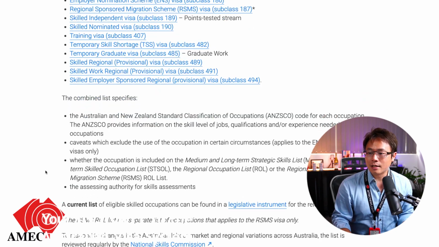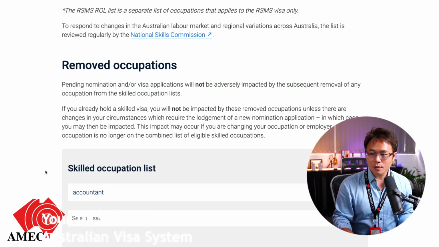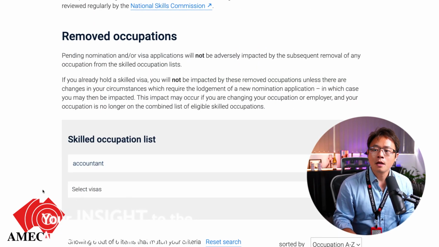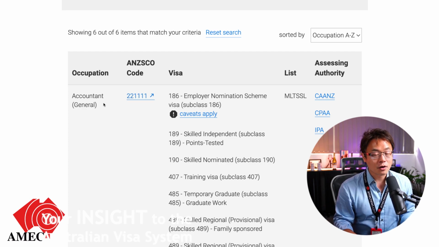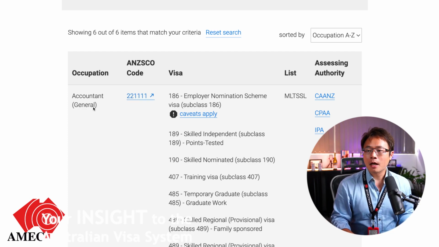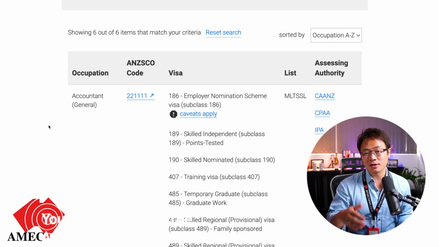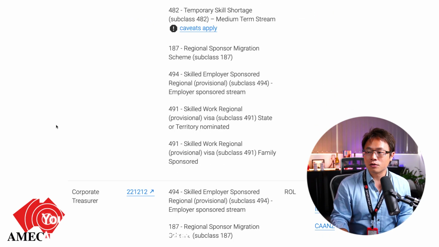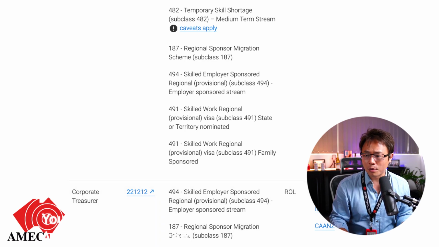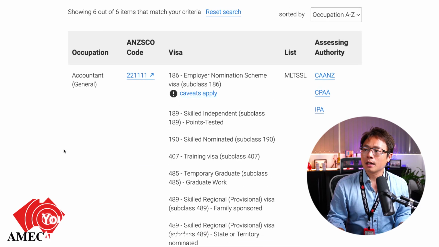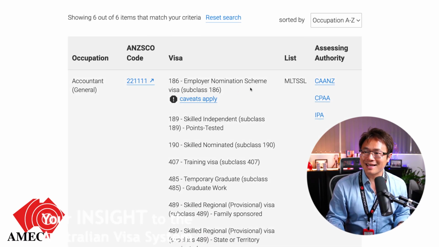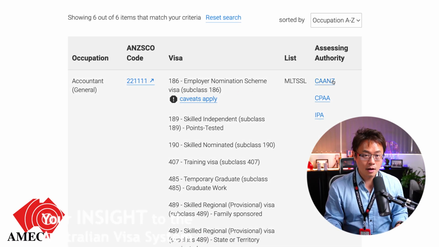So what I've done here is punch in accountants, and that shows up with the ANZSCO code 221111. Very handy, very easy to remember. And bear in mind, closely related occupations of accountant are taxation agent, corporate treasurer, and external auditor as well. And it's all accessible and assessed under 3 authorities.